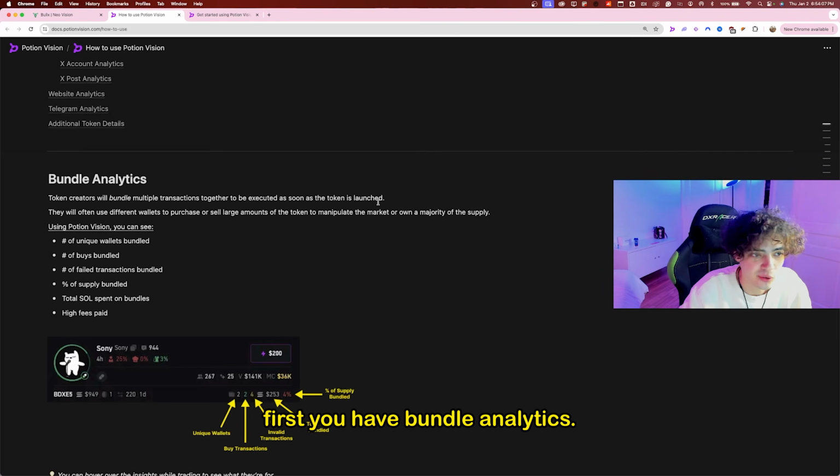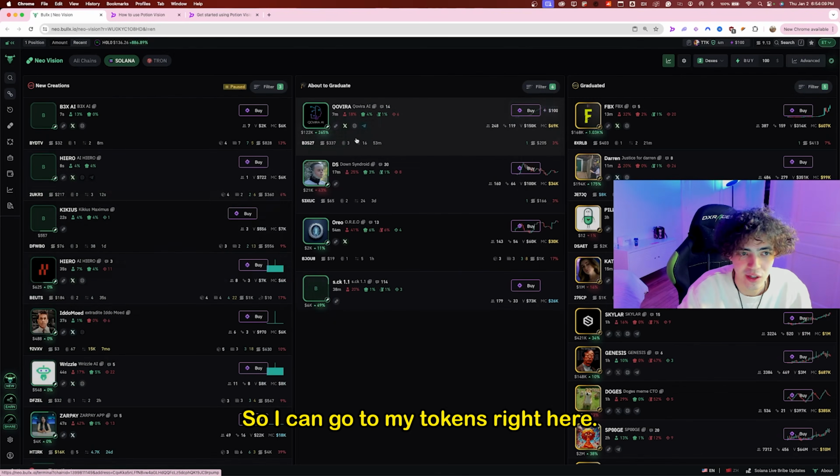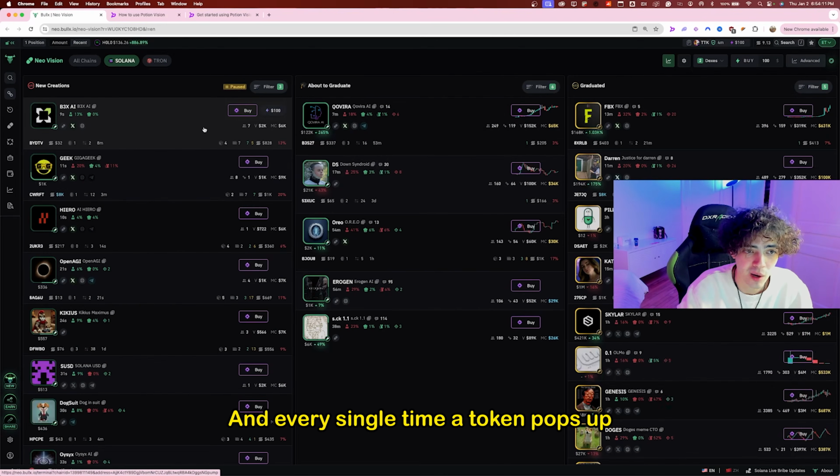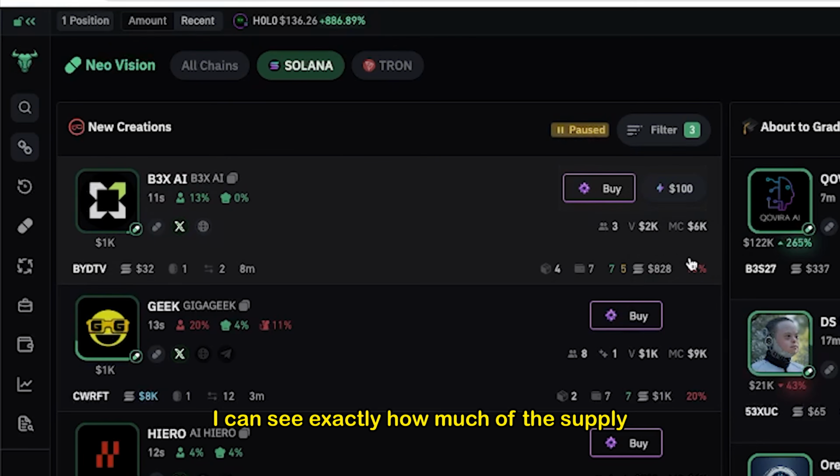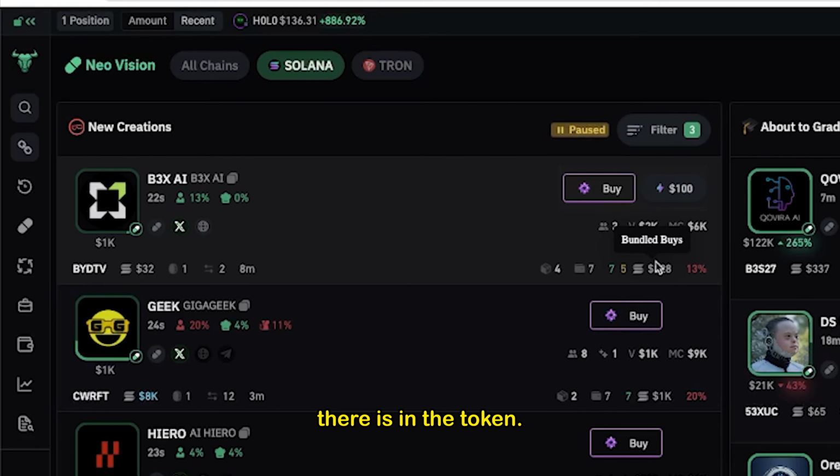First, you have bundle analytics. So I can go to my tokens right here, and every single time a token pops up, I can see exactly how much of the supply is bundled instantly, the amount of bundles there are, the unique wallets, the buys that are bundled, invalid transactions, how much dollars of bundling there is in the token.